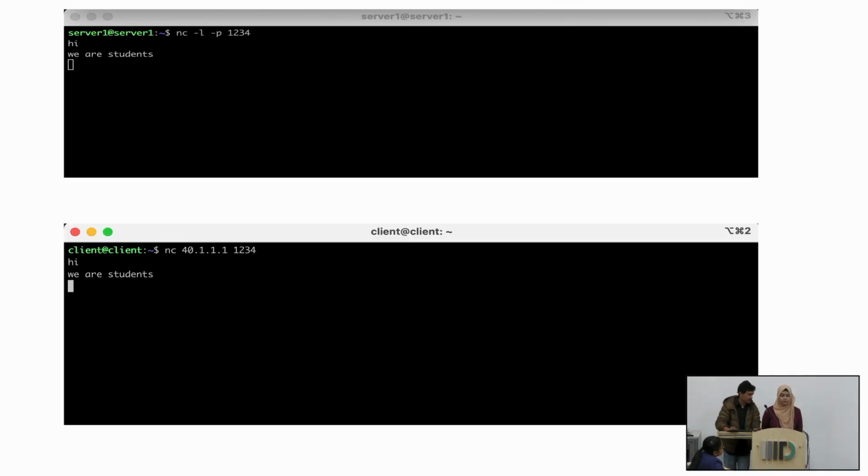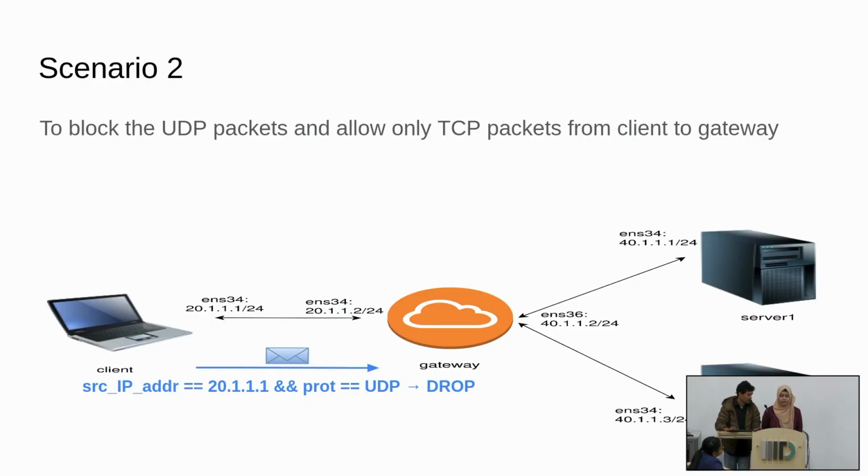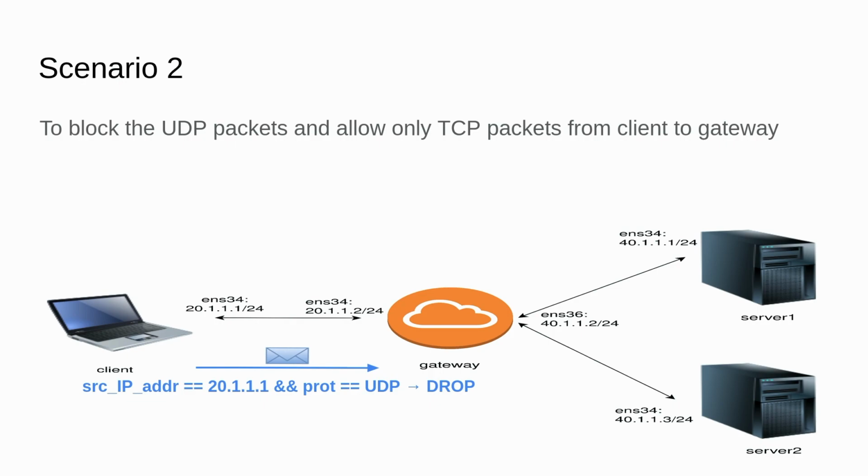And going forward with scenario 2, in that we have to add the commands to drop all the packets which are UDP from client to server. So for this we have to specify the packet and the chain. We have talked about chains: the first one is prerouting, postrouting, and the 5 chains, right? Yeah, 5 chains.